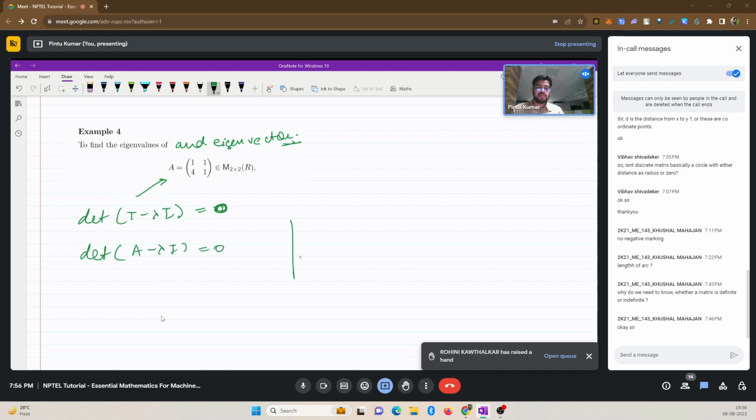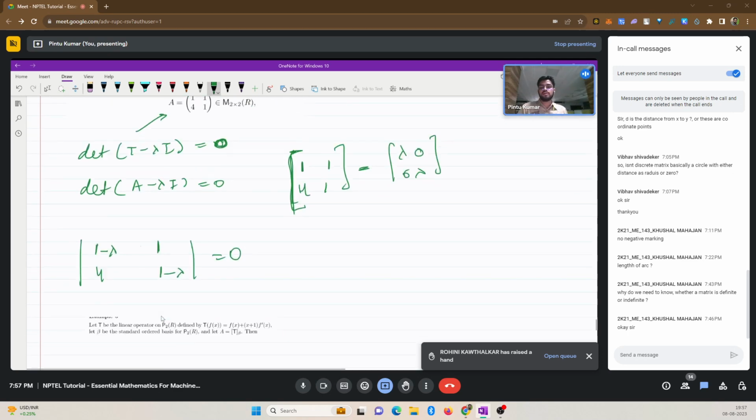So how would A minus lambda I look like? Let me write for the first problem: 1 1 4 1, minus lambda 0 0 lambda. So what does this mean? This is 1 minus lambda, 1, 4, 1 minus lambda. This thing is equal to 0, right?